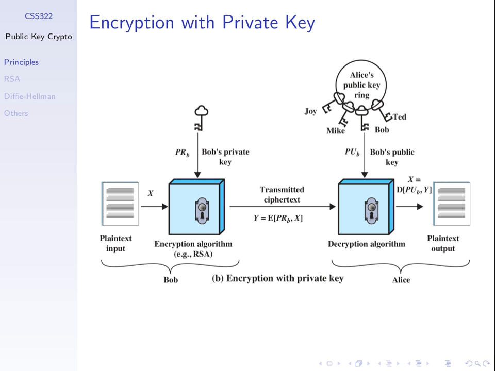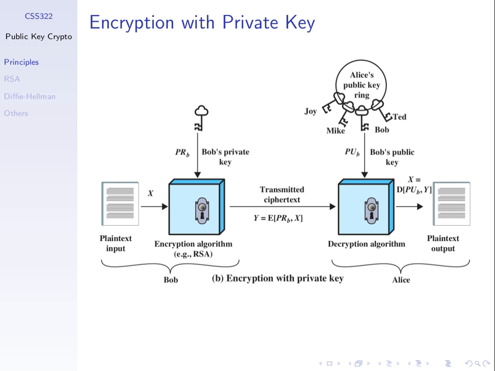So Darth receives the ciphertext Y, which is really the encryption of the plaintext X using the private key of Bob. What can Darth do? Darth can decrypt this because Darth has the public key of Bob.